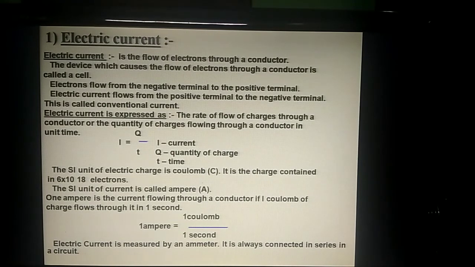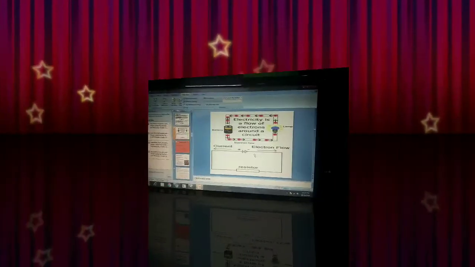The SI unit of current is called ampere. 1 ampere is the current flowing through a conductor if 1 coulomb of charge flows through it in 1 second. So 1 ampere is equal to 1 coulomb per second. Electric current is measured by an ammeter. It is always connected in series in a circuit.